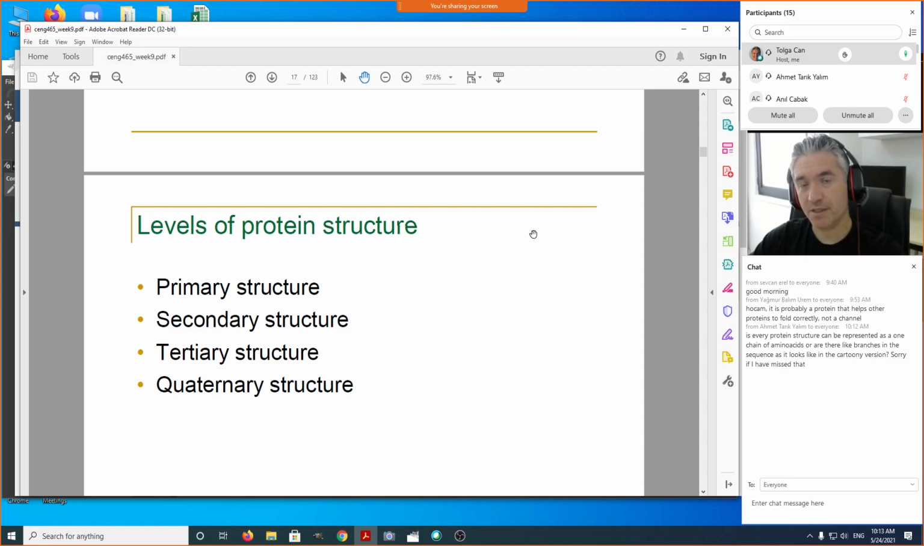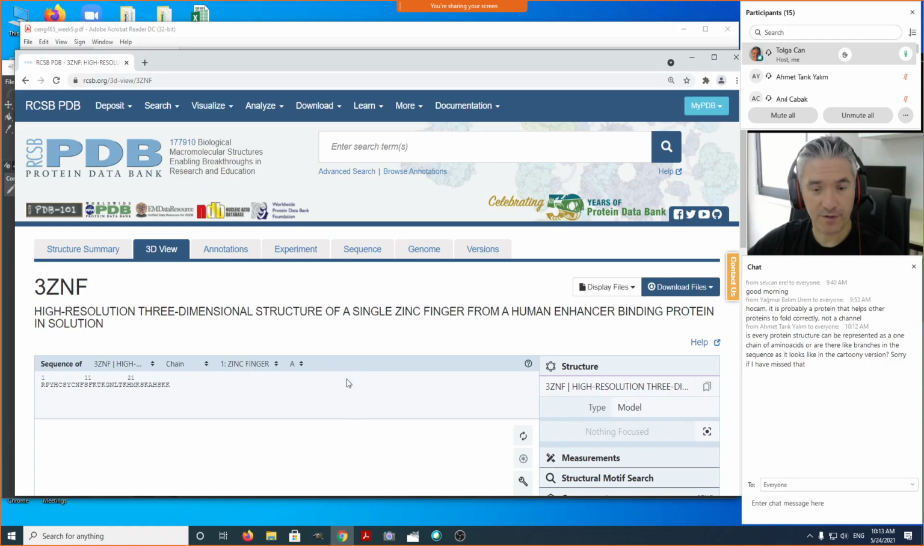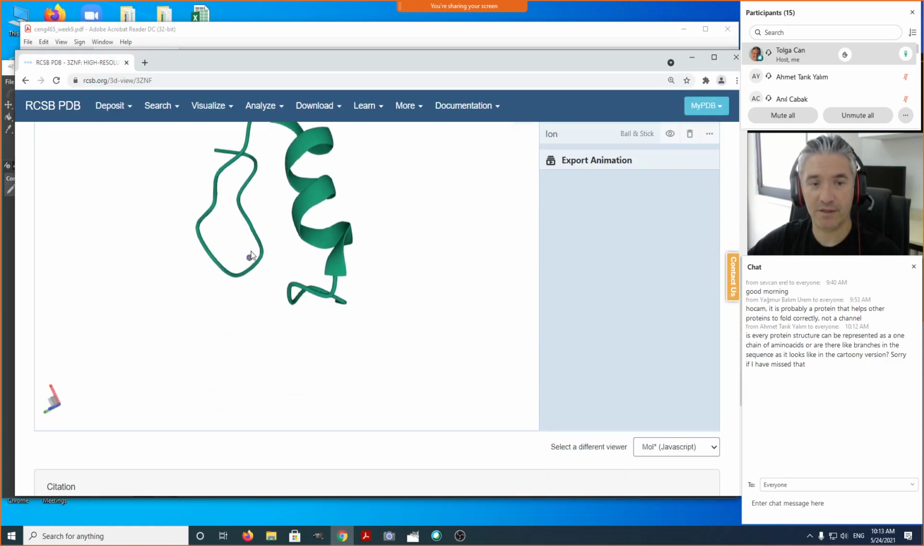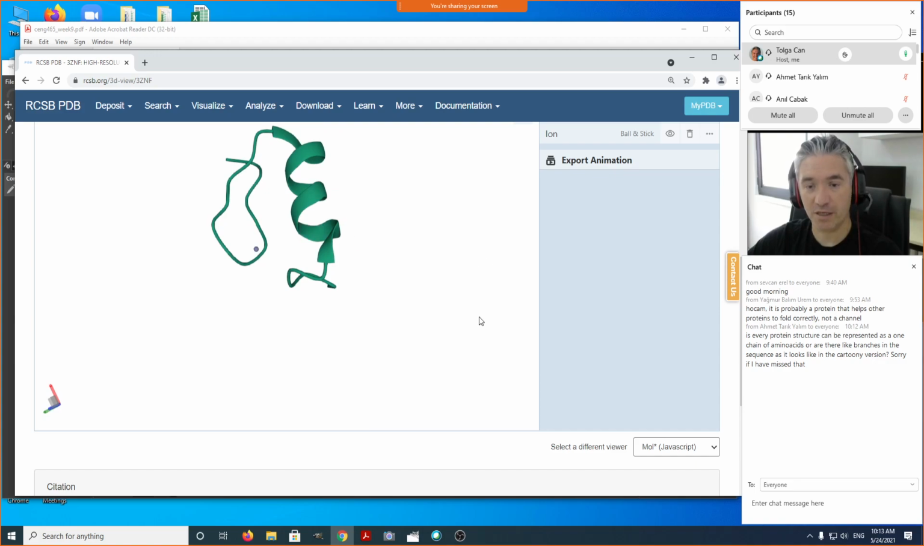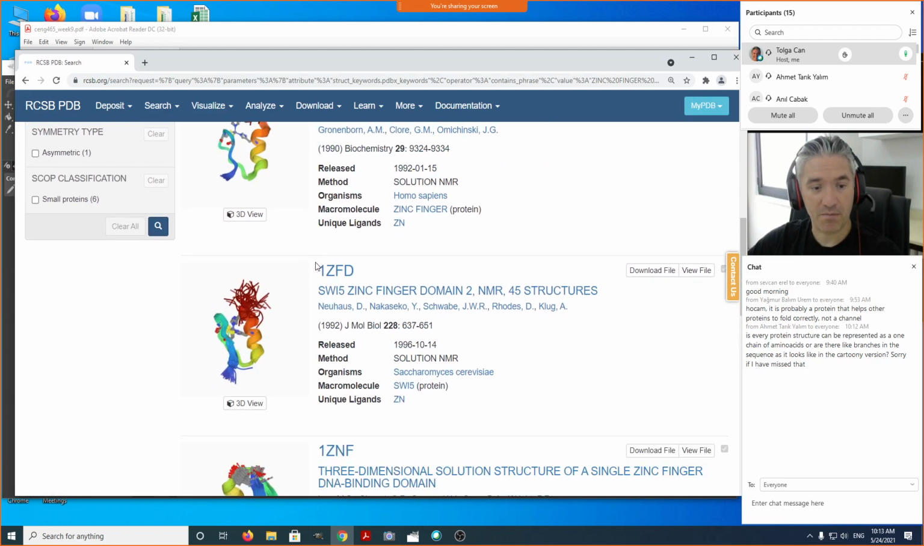And most of the time, multiple chains interact with each other. Physically, they form this quaternary structure. A single amino acid chain is called the tertiary structure. We are going to see that. In that cartoony version you have seen, for example, this is a single small part of a protein, but when we look at the largest proteins, many are composed of multiple chains.